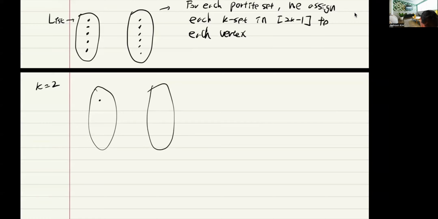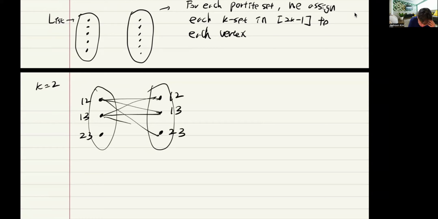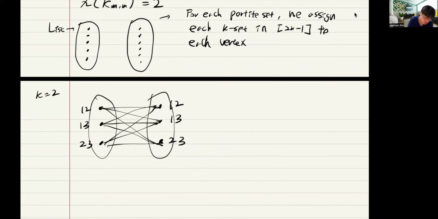Go. You have 3 vertices. Here you give the list 1, 2. Here you give the list 2, 3. Here, 1, 3. And here you give the lists 1, 2, 1, 3, 2, 3 on the other side. And you have all possible 9 edges. So then what happens?